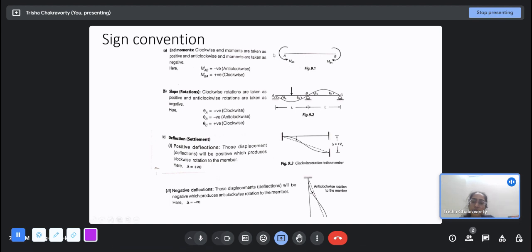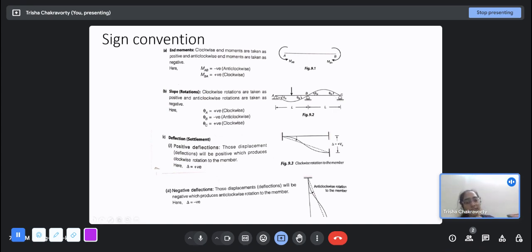It is fairly straightforward. Here, MAB is in the anti-clockwise direction, so it is negative, and MBA is in the clockwise direction, so it is positive. For slope or rotations, again, clockwise rotation is taken as positive and anti-clockwise rotation is taken as negative. So here, this theta A is in the clockwise direction. It is rotating like this. Theta B is like this. At the B joint, the beam is rotating like this, so it is anti-clockwise. It is negative. Theta C again is in the clockwise direction, so it is positive.